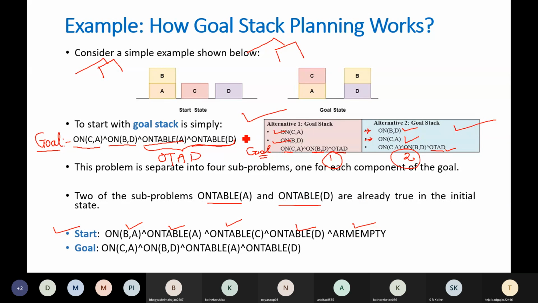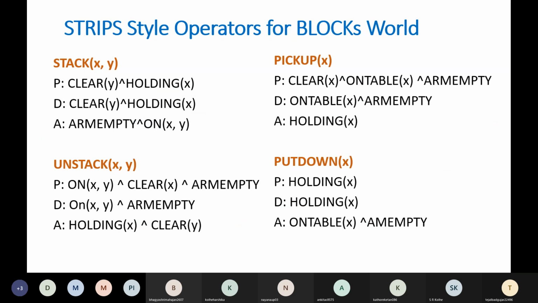The goal state is the alternative 1 we are working on. So on CA and on BD, and A and D are on table. So this is the goal that you have to achieve. So you are going to start with this. Given this starting state, because you are in goal stack planning, you put goals on the stack. Okay. So start with the goal, that is on CA, on BD and A and D on table. Moving further, 4 operators we are going to use. So I will repeat this again.